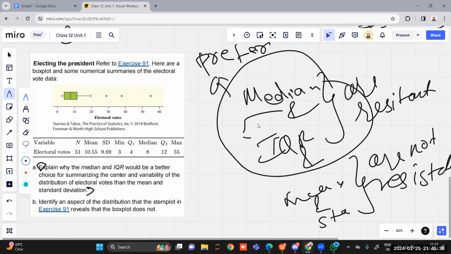We prefer this. Okay, understood? Then identify an aspect of the distribution that the stem plot in exercise 9 reveals. How many outliers are there in the data, looking at the box plot? There's three, correct. The points outside the box plot are always the outliers. Remember this: outside the upper fence and lower fence, all the points are the outliers.